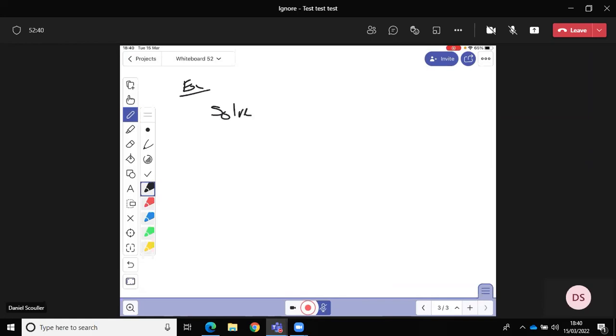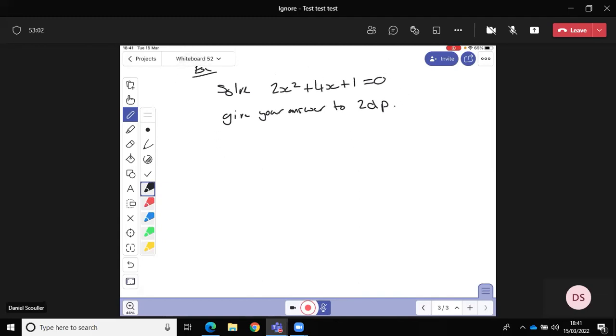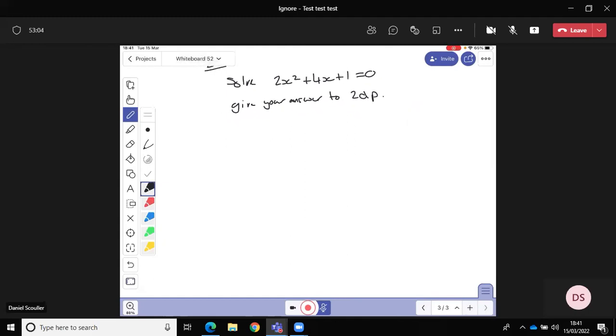Solve 2x squared plus 4x plus 1 equals 0. Give your answer to 2 decimal points. Okay, so let's go through that step by step. We're solving a quadratic, and it's asking us to give our answer to 2 decimal points.